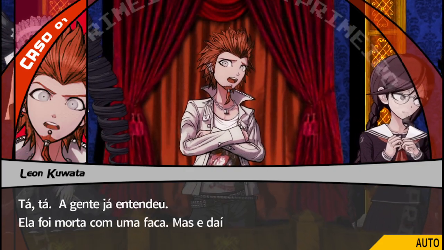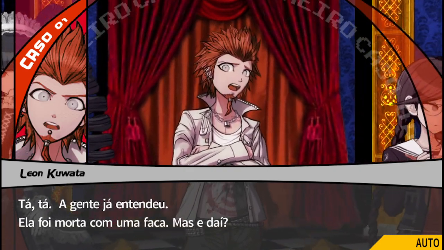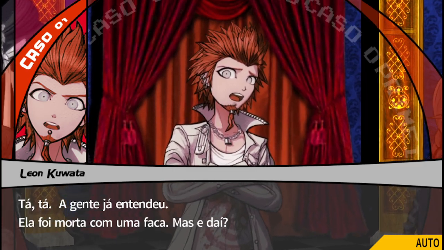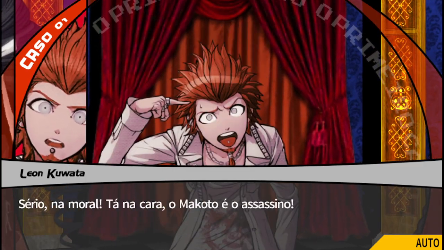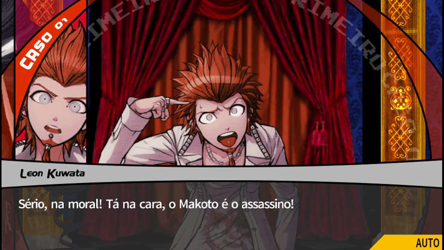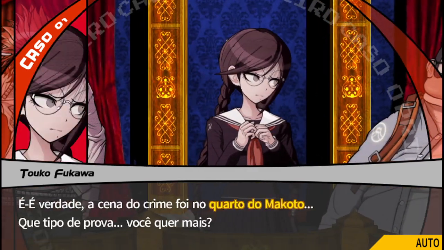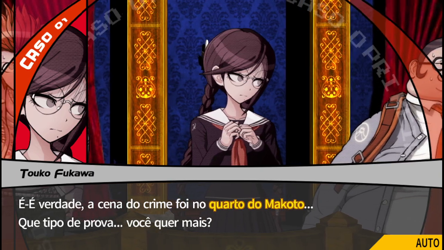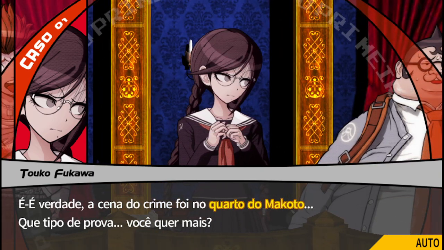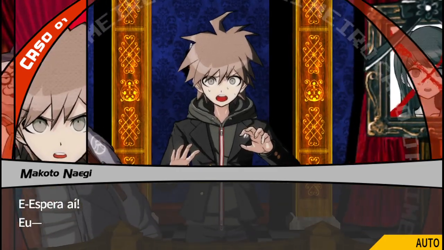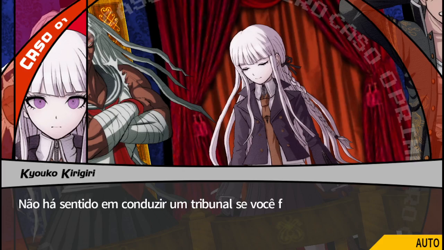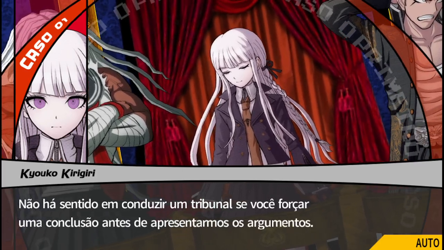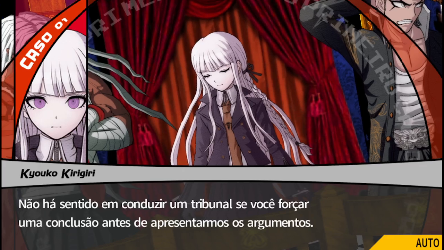Okay, so the murder weapon was a kitchen knife, but where does that get us? I mean, we all know Makoto killed her, right? That's right. Makoto's room was the scene of the crime. What more proof do you need? Hold on a second. Let's draw our conclusions after we've presented our arguments. Otherwise, what's the point of the trial?